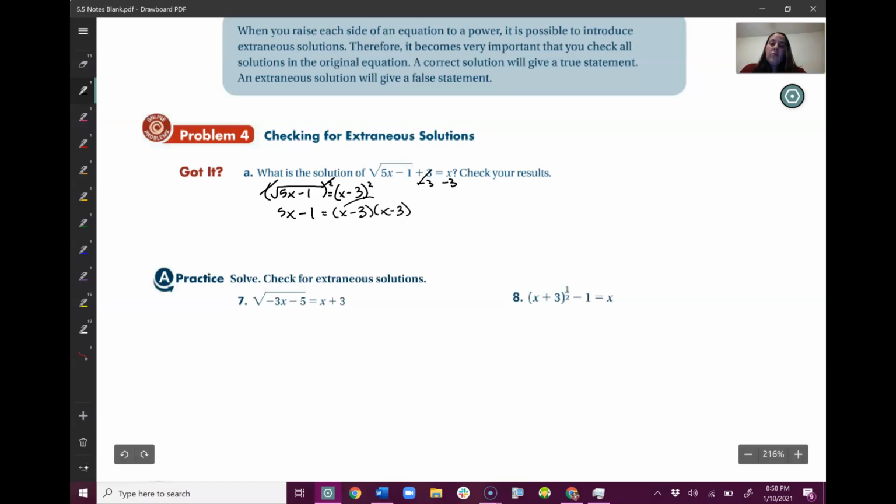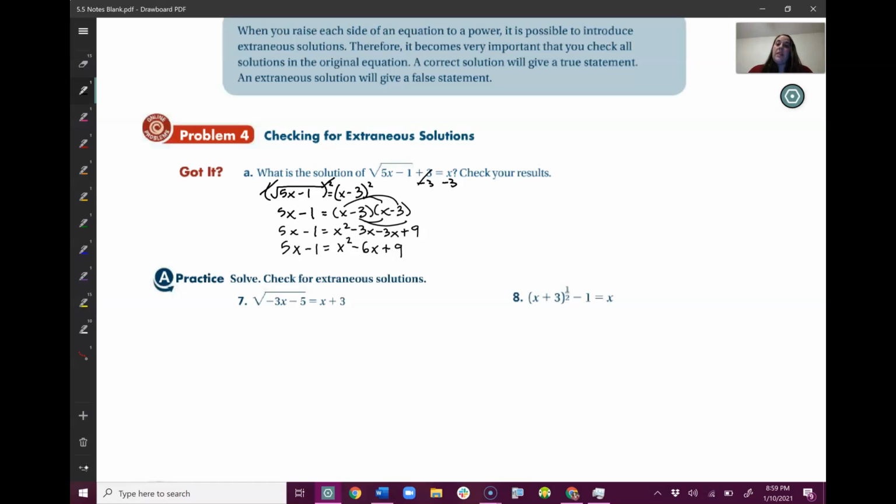And if I distribute that together, so I haven't touched the left side yet, I'm going to get x times x is x squared, x times negative 3 is negative 3x, negative 3 times x, negative 3x, and negative 3 times negative 3, positive 9. If I combine my like terms, I now get x squared minus 6x plus 9.